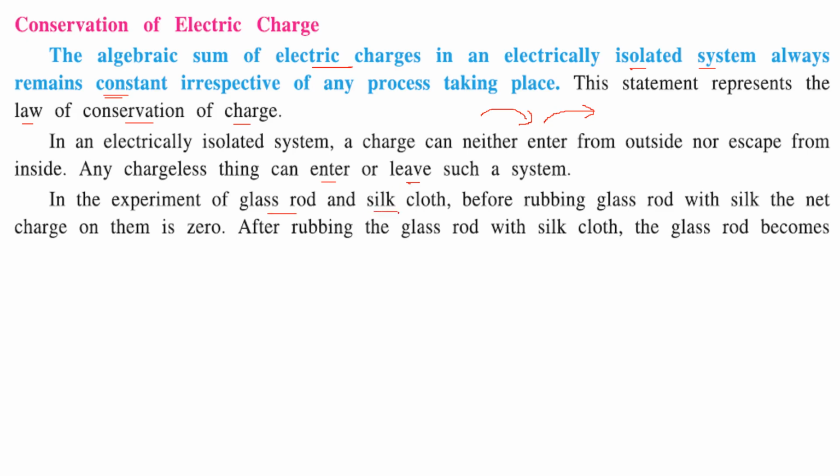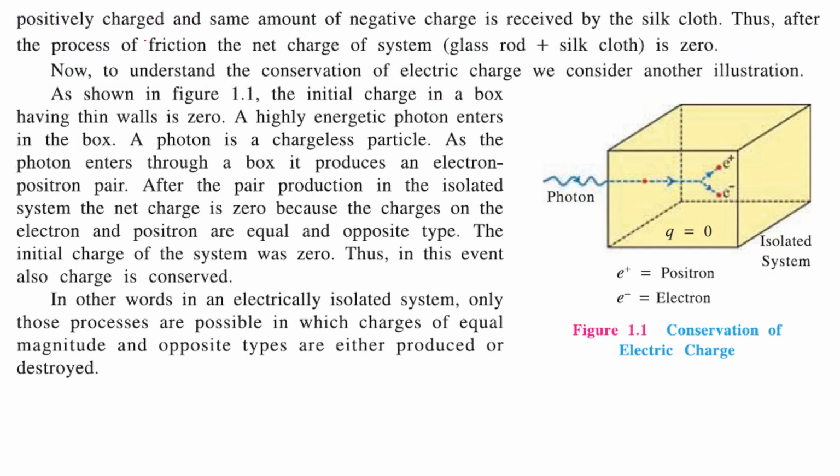If you remember the glass rod and silk cloth example, before rubbing the glass rod with silk, the net charge on both of them was zero. After rubbing, the glass rod becomes positively charged because the electrons have moved, and the same amount of electrons has gone to the silk cloth. So because of friction as well, the net charge is the same, zero, because the number of electrons which has gone from the glass rod to the silk cloth, before and after, there is no change. This is the conservation of electric charge.